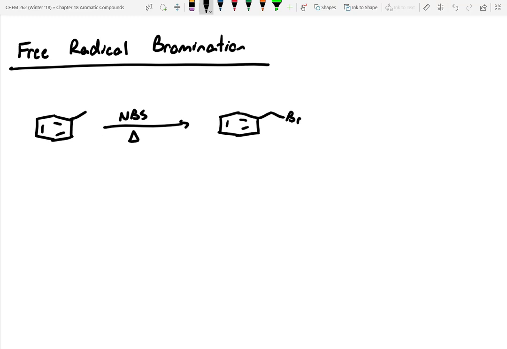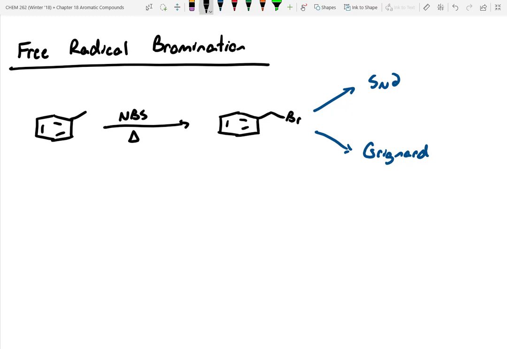Either one works. The nice thing with this is once you have this on here, you can do SN2 chemistry, right? So you can have a nucleophile, swap that off. You can turn this into a Grignard. You can do a lot of different things with this once you have that halogen on there. Halogens are really versatile building blocks in organic chemistry.